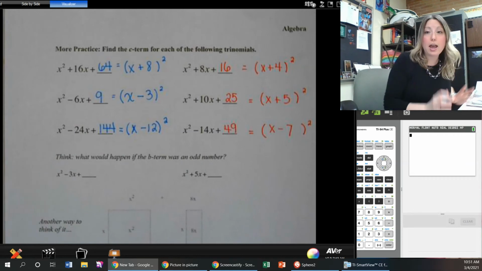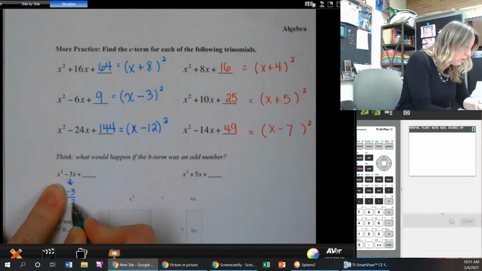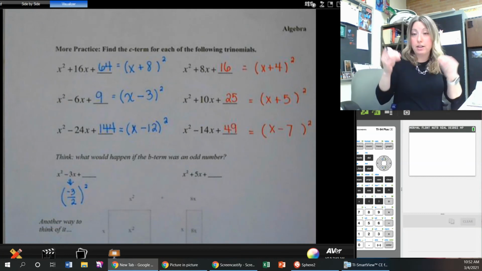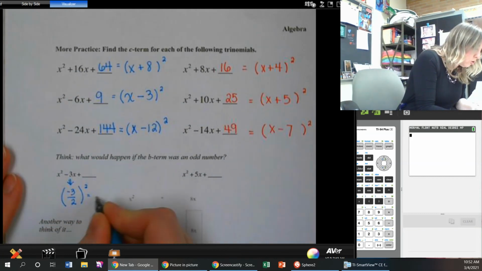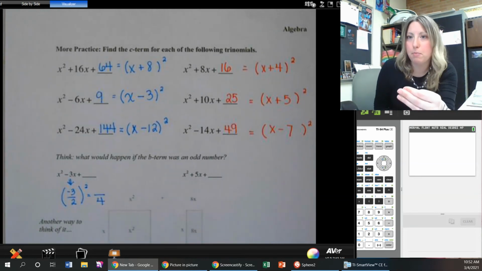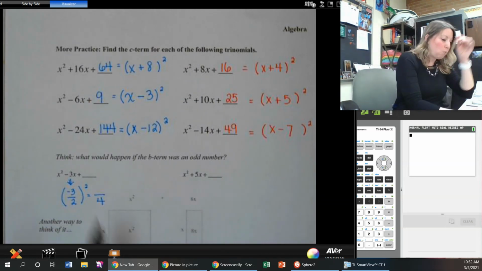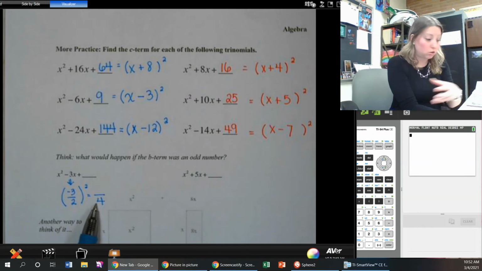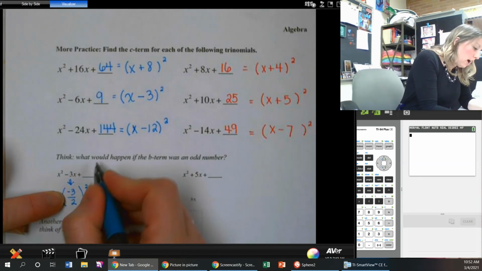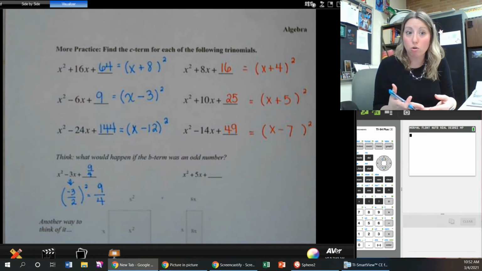And what's happening with that odd number is you still take it and divide by 2. But because you can't evenly divide by 2, leave it in a fraction and just square the top and bottom, which means you're always going to have 4 in the bottom if an odd number is divided by 2 and then squared, because 2 squared is always going to be 4. So you already know what this denominator will be. All you need to do is square the odd number, which negative 3 squared is 9. So 9/4 is the term that would now make this a perfect square trinomial.